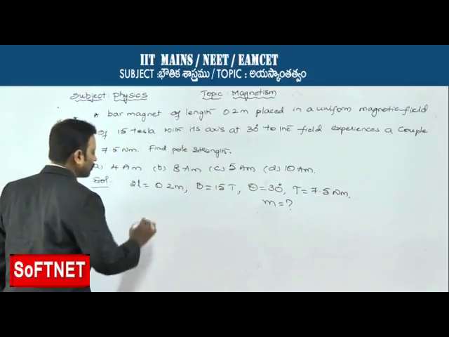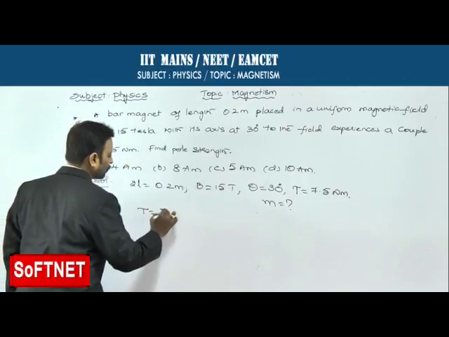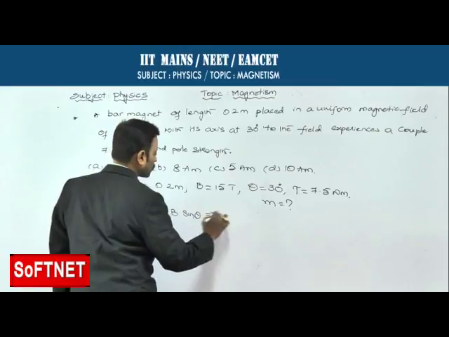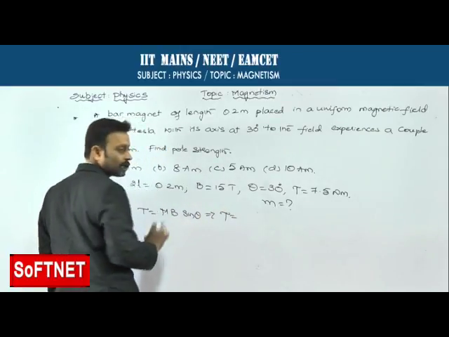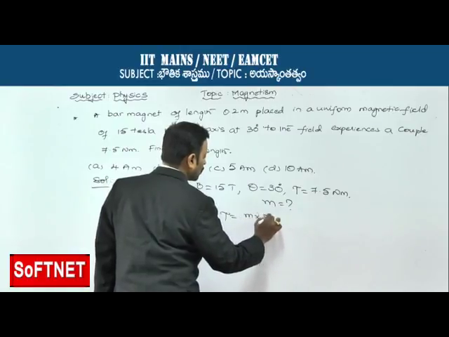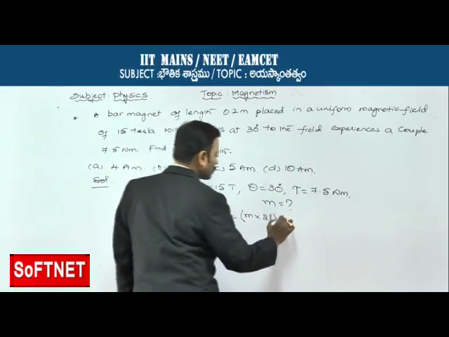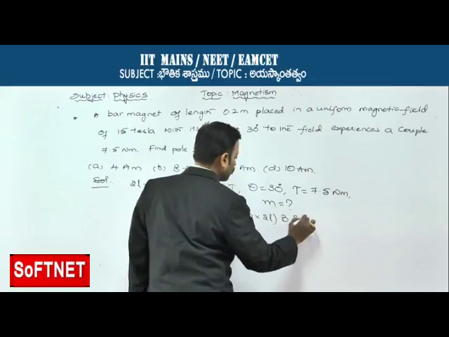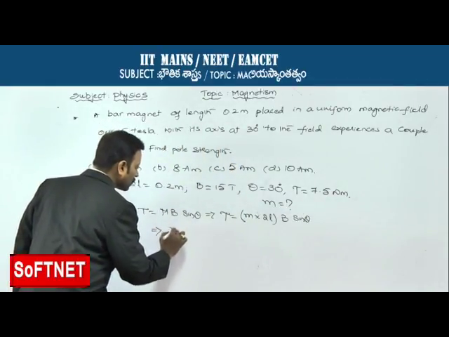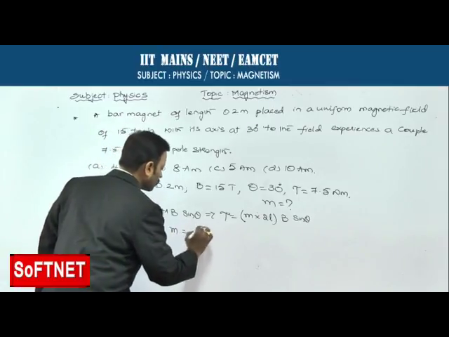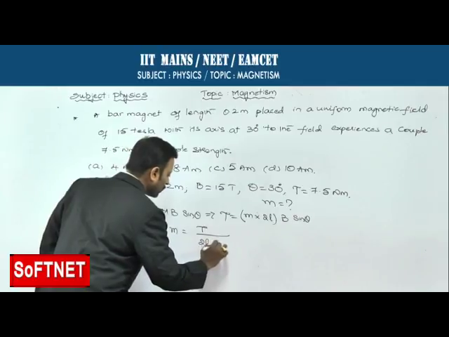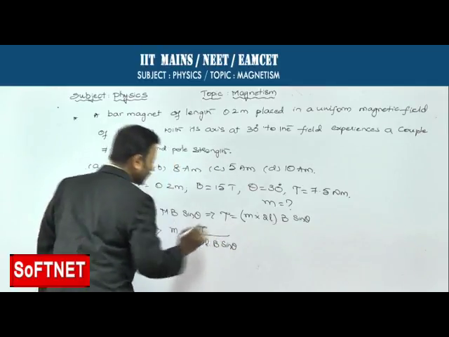Now, the formula for couple: tau is equal to M B sin theta. Here capital M is the magnetic moment, which is the product of pole strength and the length of the magnet, into B sin theta. As you are asked to calculate the pole strength, take small m from that: tau by 2L into B sin theta.